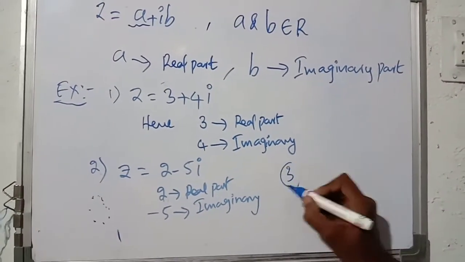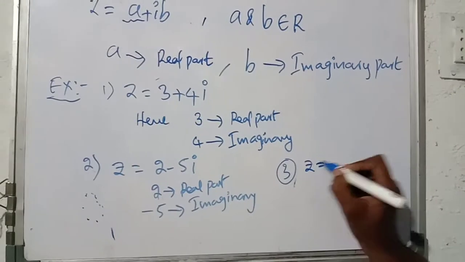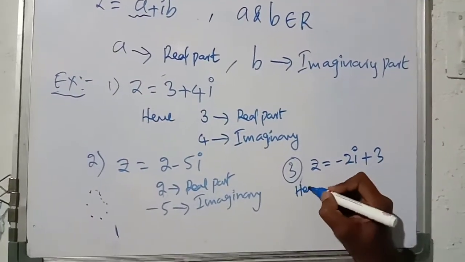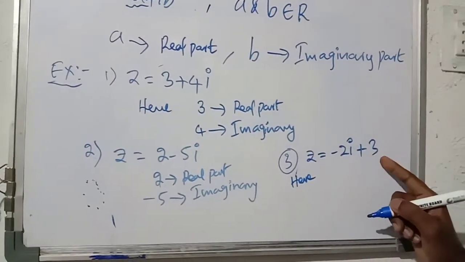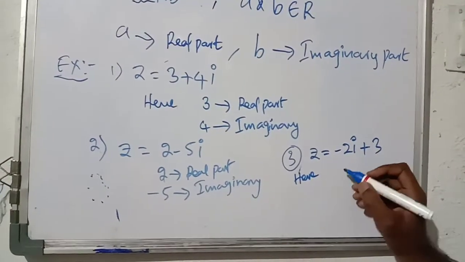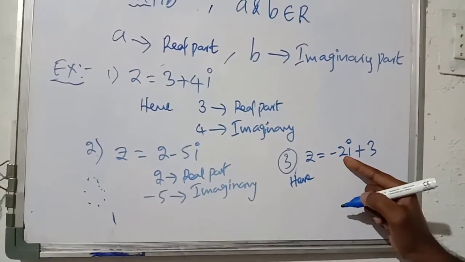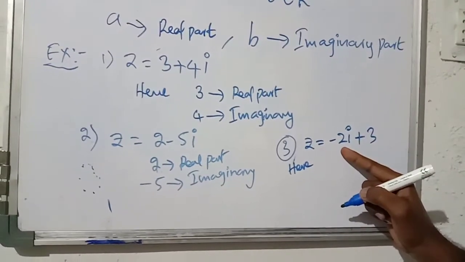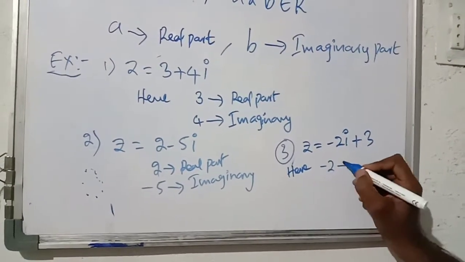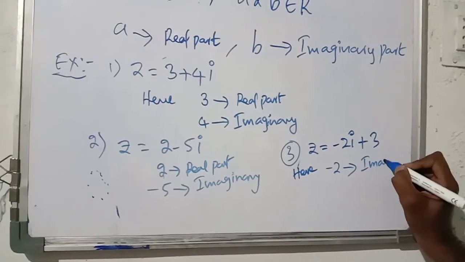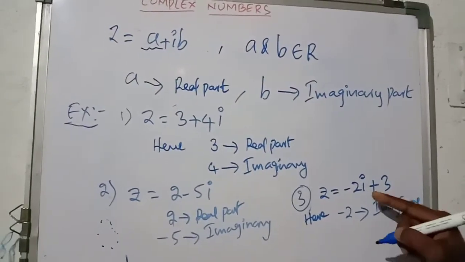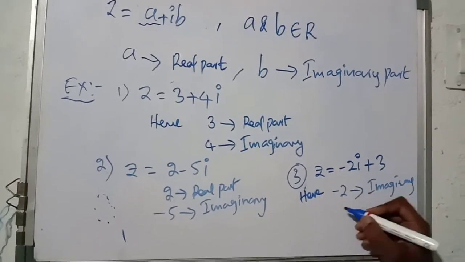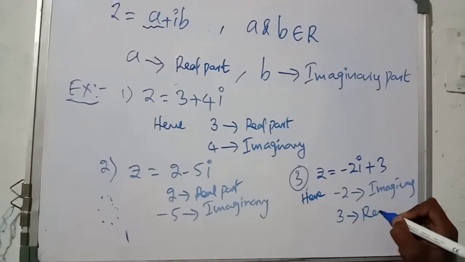Let us take the third example, z equals minus 2i plus 3. Here observe, minus 2i plus 3 is a complex number, and here a is not minus 2. a is 3 and b is minus 2. So minus 2 becomes the imaginary part because it is linked with i. So minus 2 is the imaginary part and 3 is the real part.